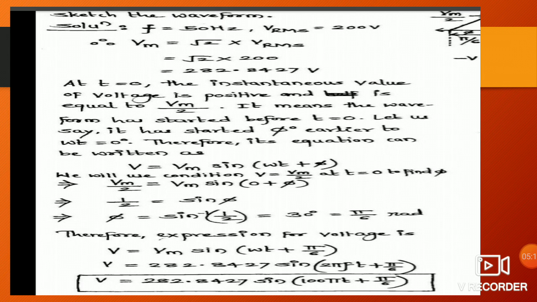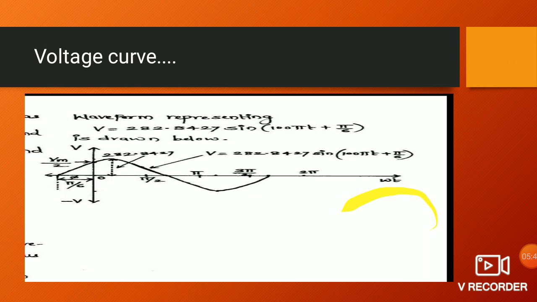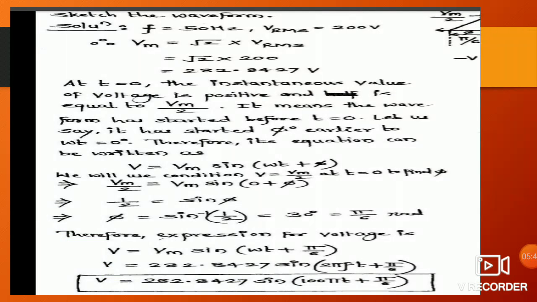We will use the condition given that at t = 0 we have v = Vm/2. So substituting the values, Vm/2 = Vm sin(ωt + φ). Here let us assume t = 0 according to the given condition. So we have 1/2 = sin φ. Therefore φ = sin⁻¹(1/2), so φ = 30 degree, that is π/6 radian. Therefore the expression for voltage becomes v = Vm sin(ωt + φ), and substituting the value of φ as π/6, v = Vm sin(ωt + π/6).